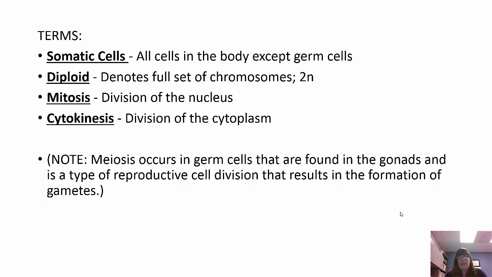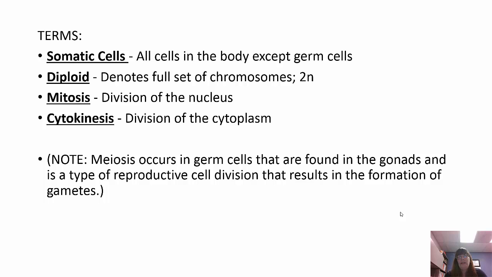Meiosis occurs in the germ cells, so your ova and your sperm, and those are found in the gonads. And this is reproductive cell division that results in the formation of gametes. So mitosis is cell division in the somatic cells, where 2N, the diploid, goes to 2N, the diploid. Meiosis occurs in your germ cells, where your 2N goes down to N. So the diploid goes to haploid.